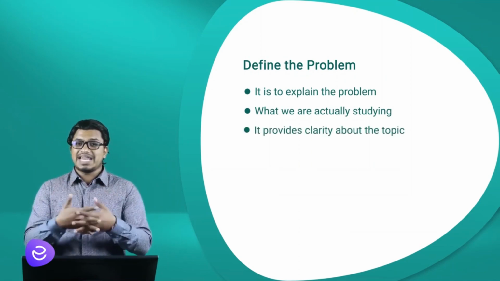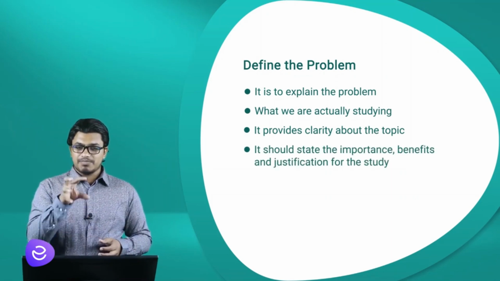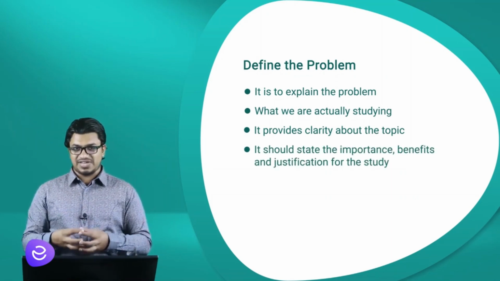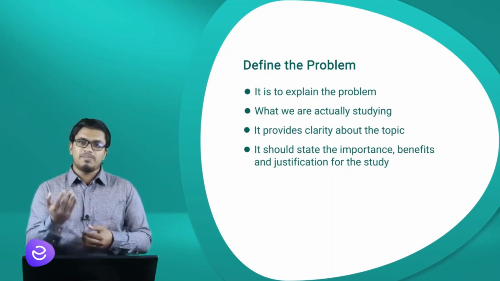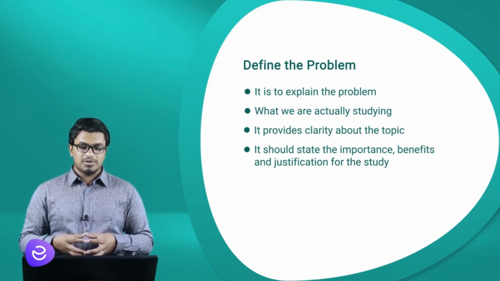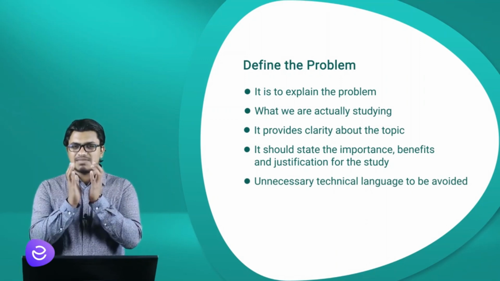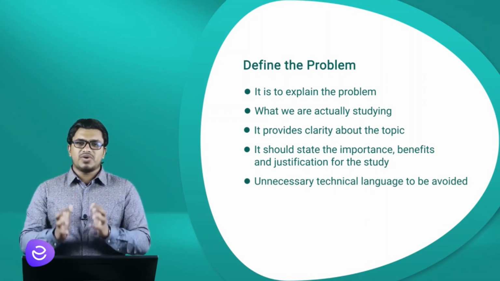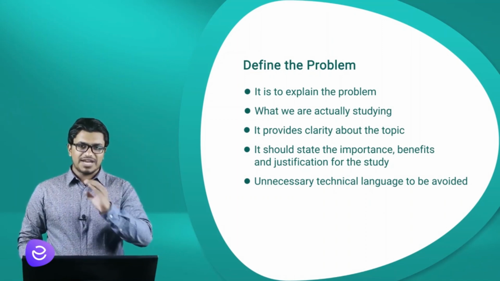So it provides clarity about the topic and about the research. It should state the importance, benefits and justification of the study. I mean, why are you studying this, or what benefit will you get after studying this? That is called defining the problem. Unnecessary technical language can be avoided, and in simple plain terms you try to explain what you are trying to study. That is defining the problem.